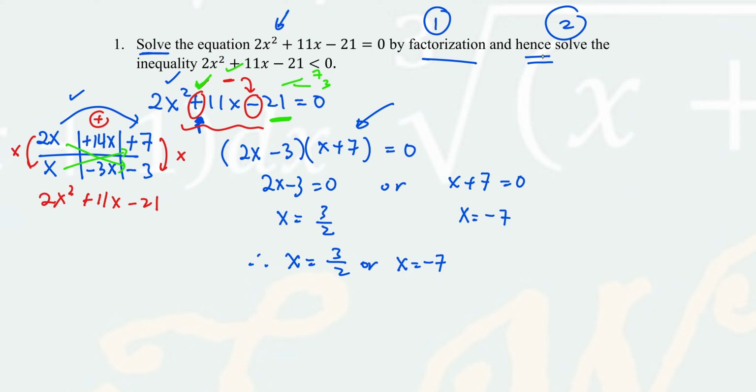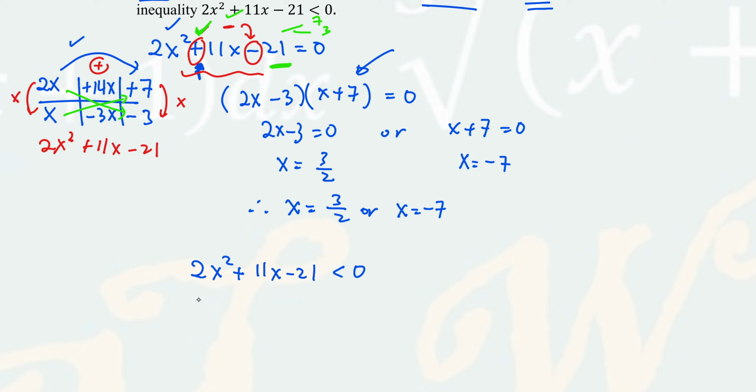Now the second part is, hence, use the answer to solve the inequality. So now 2x squared plus 11x minus 21 less than 0. Since we have found the two factors, I will just replace the quadratic function by the two factors and let it be less than 0.